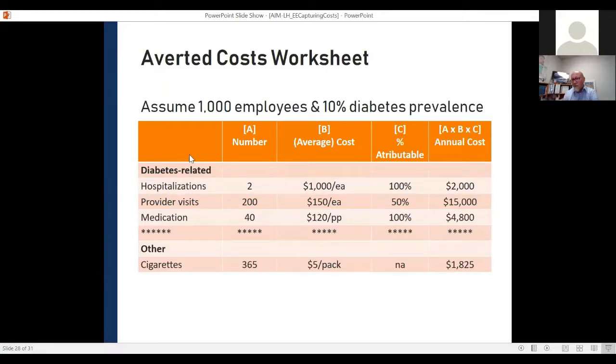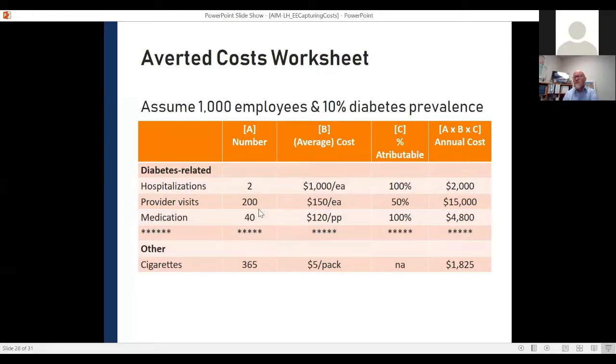So if we're trying to promote a diabetes self-management education program, for example, how many hospitalizations are related to having diabetes? Not all hospitalizations will be diabetes related. In this case, we can say that we were able to follow up with the insurance to find out that 2 hospitalizations had a diabetes related diagnosis. They cost $1,000 each, so it's 100% attributable, and the total cost was $2,000 for the year.